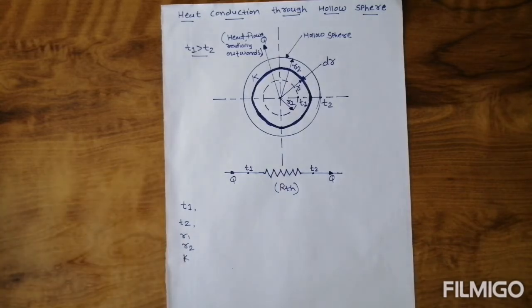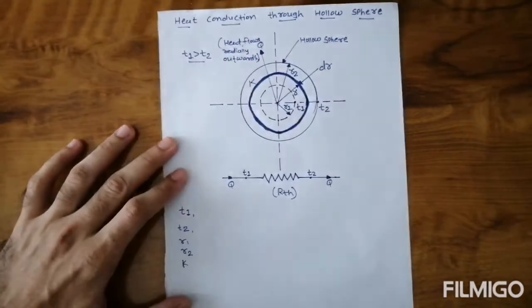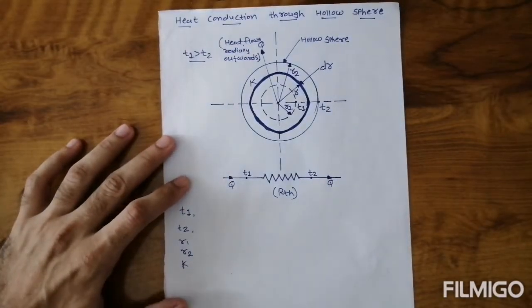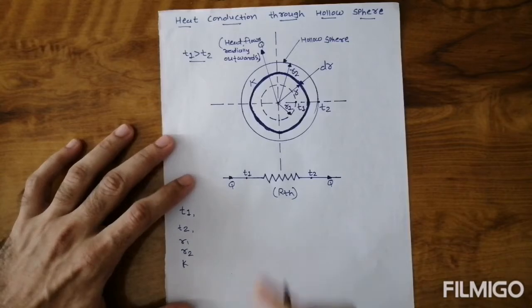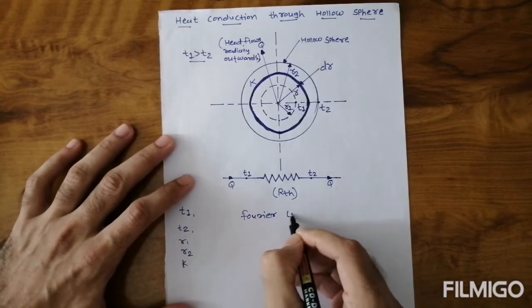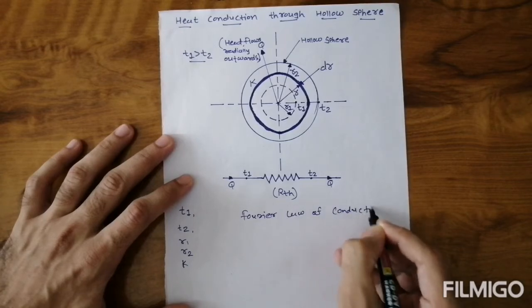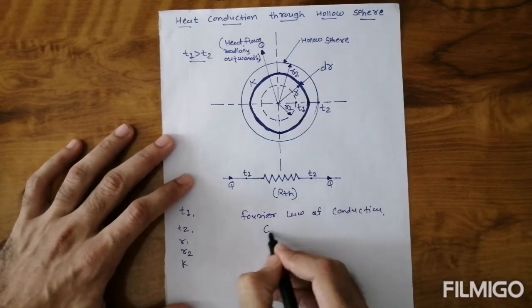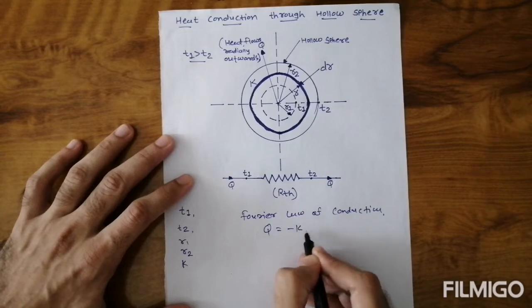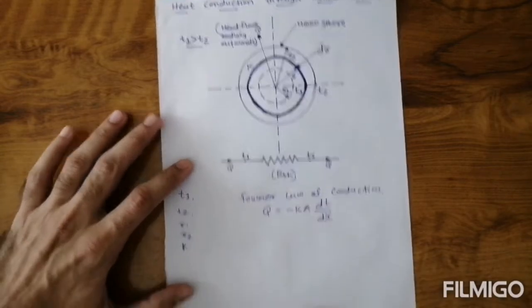First of all, we consider only the rate of heat transfer that takes place by conduction, and the law for the rate of heat transfer by conduction is given by Fourier's law of conduction. So what is Fourier's law of conduction? Q is equal to minus K A dT by dx normally, that is Fourier's law of conduction.